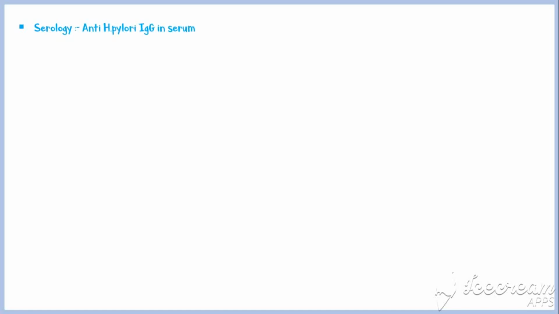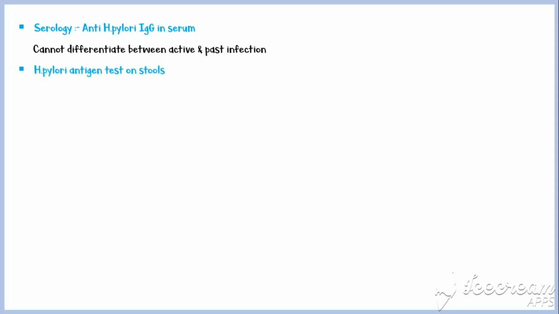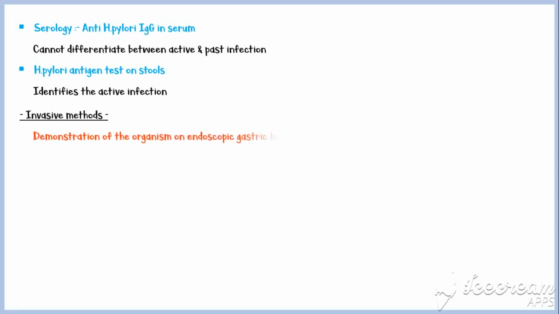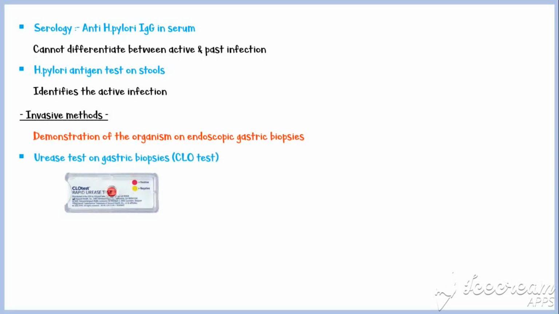Serology for anti-Helicobacter pylori IgG is another non-invasive method. However, it cannot differentiate between active and past infections. But Helicobacter pylori antigen test on stools can identify the active infection. Invasive methods are based on demonstration of the organism on endoscopic gastric biopsies. Urease test on gastric biopsies, also known as the CLO test, is one of the main ones.